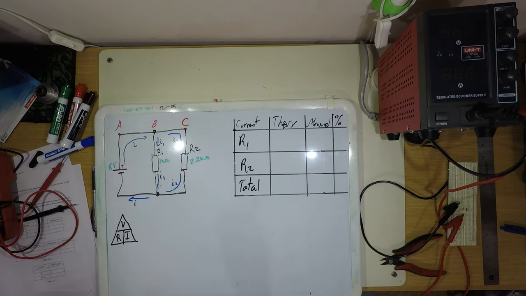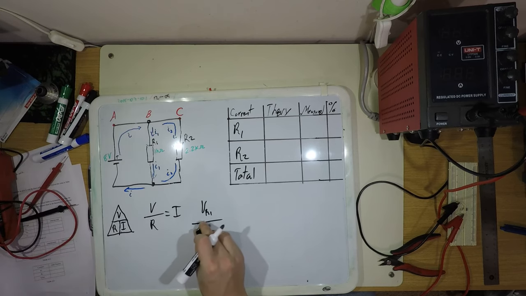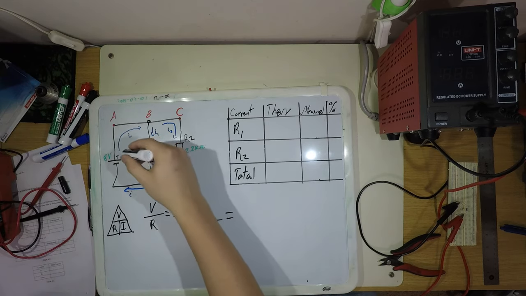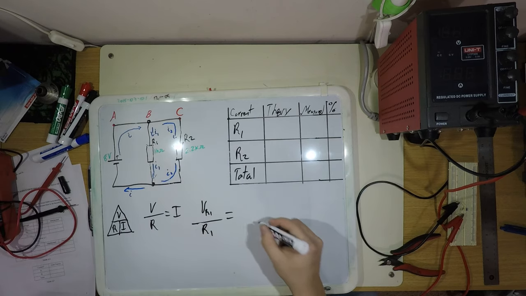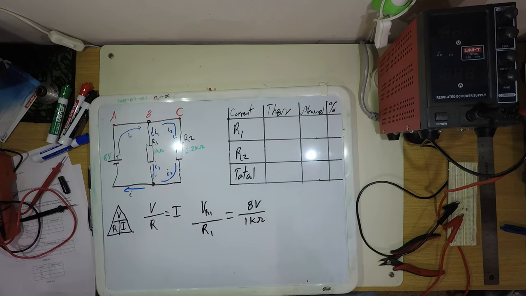That means V over R is equal to I. What is going to be the current through R1? The current through R1 is going to be voltage of R1 divided by, I'm sorry, divided by resistance of R1. And this is equal to voltage of R1. We know that this is connected to that. It's dropping 8 volts, so 8 volts divided by 1 kilo ohm, which is equal to 8 milliamps.